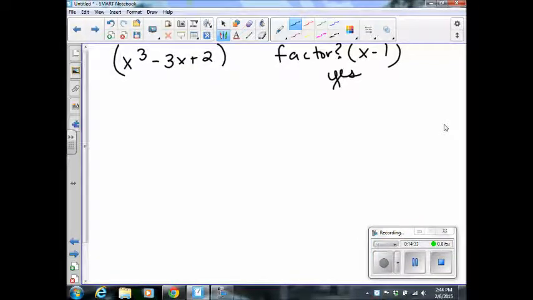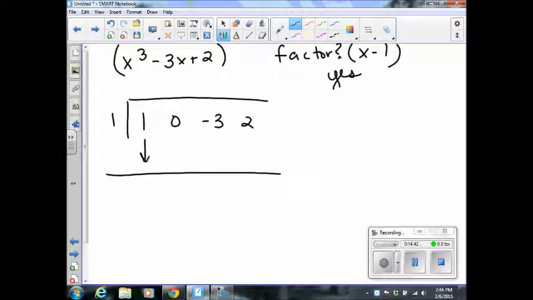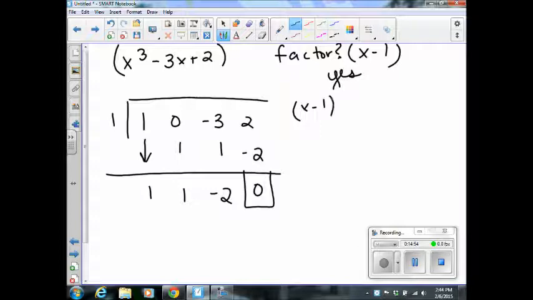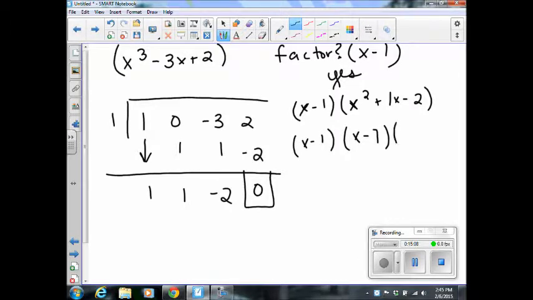Looking at this example, I'm going to go ahead and do my synthetic division. It's a -1, so it's going to be a positive 1. I've got 1, 0, -3, and 2. I see here that I have a remainder of 0. So I have x squared plus 1x minus 2. Using your quadratic program, it goes in opposite of what you see, so it's x minus 1 times x minus 1 times x plus 2. Final answer.